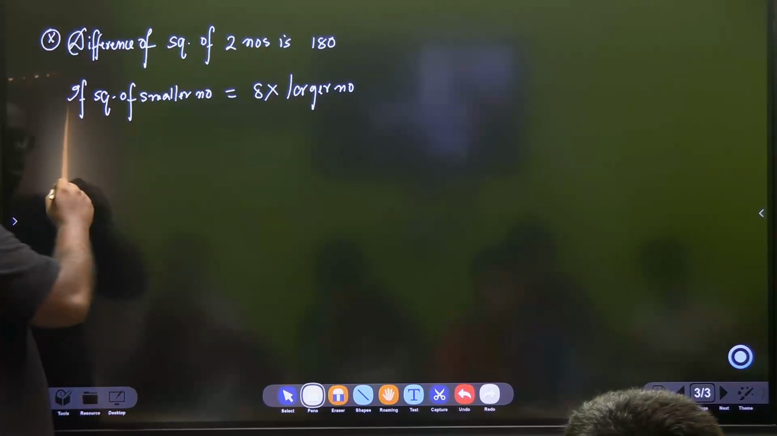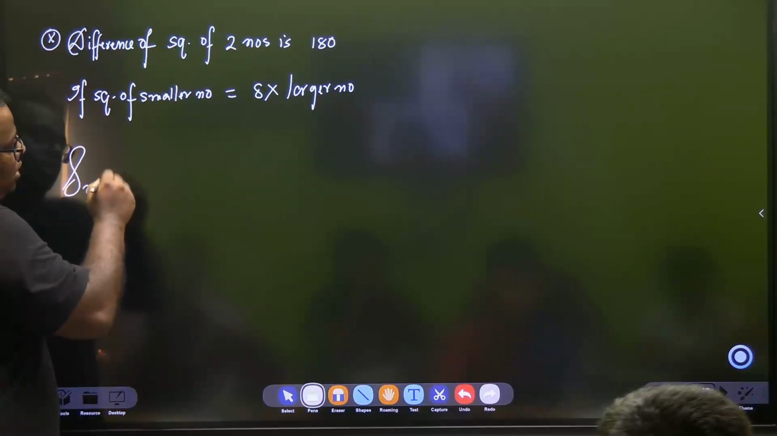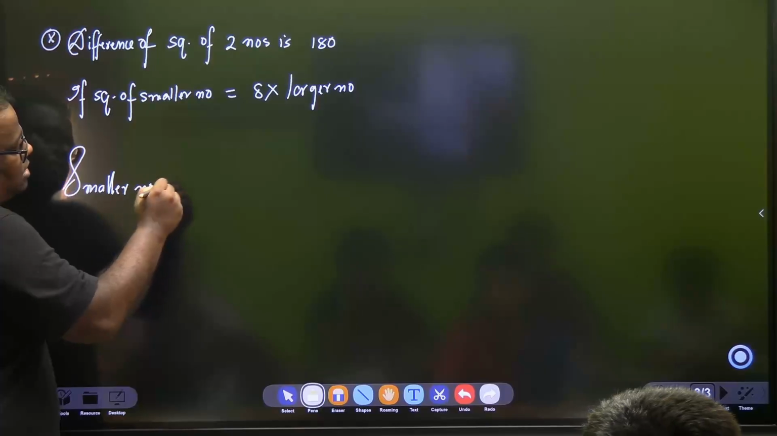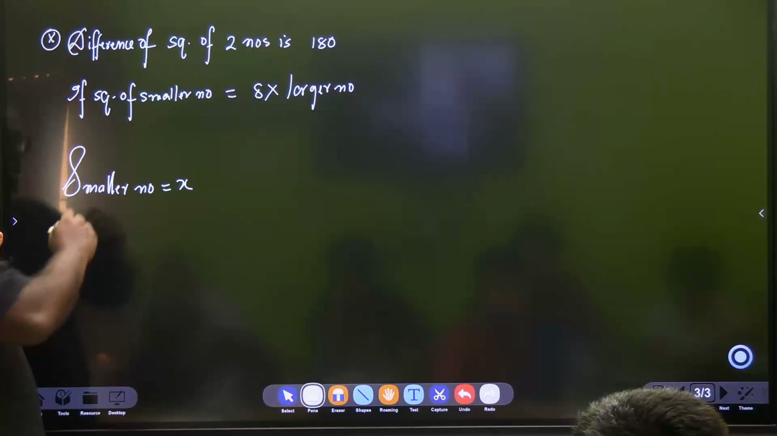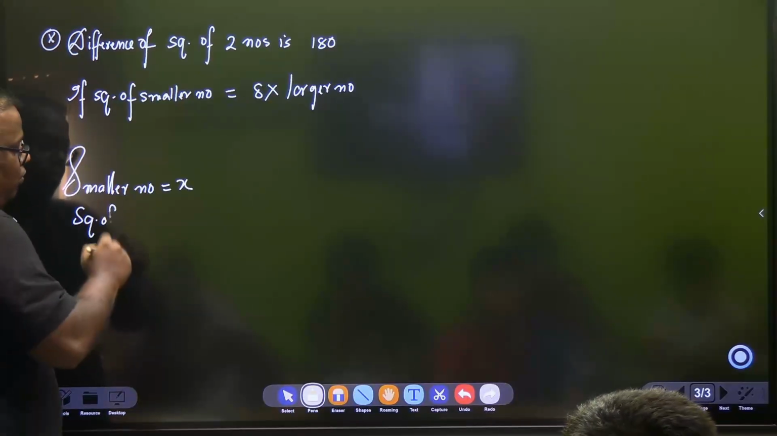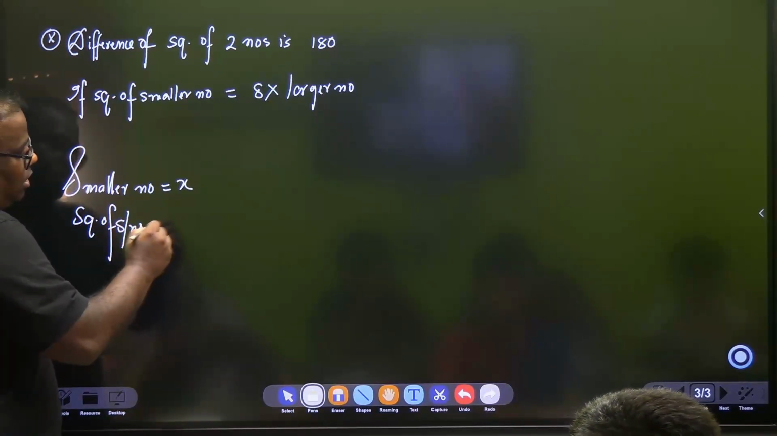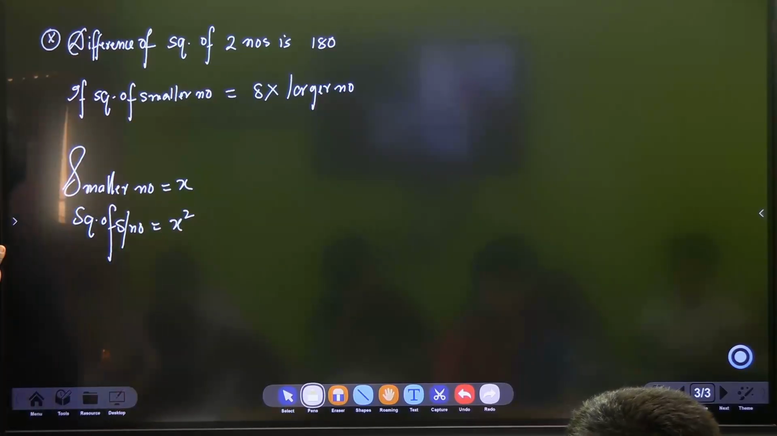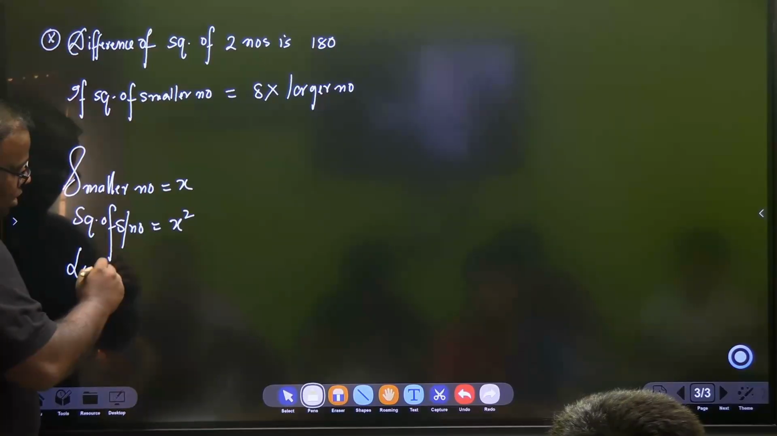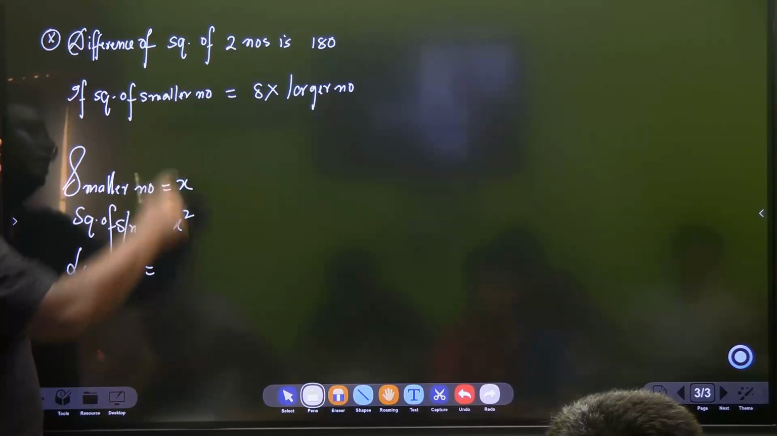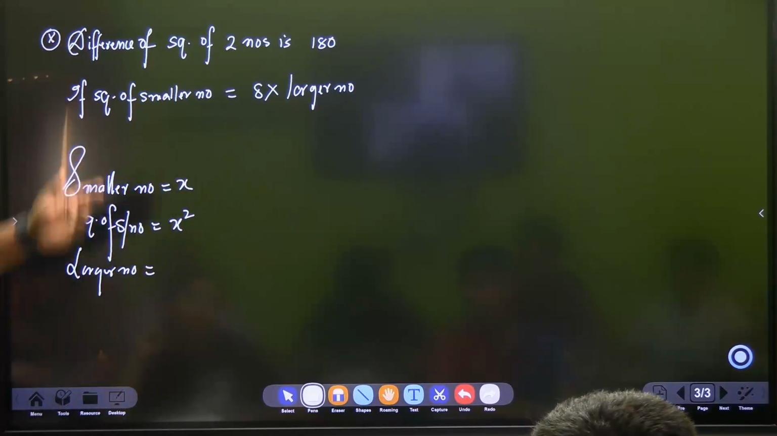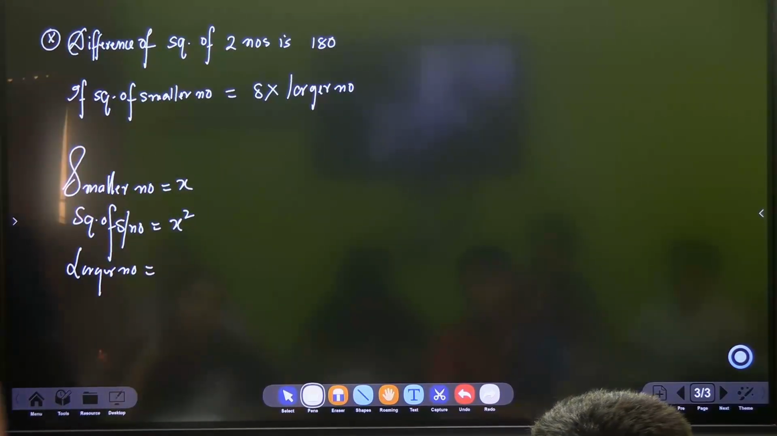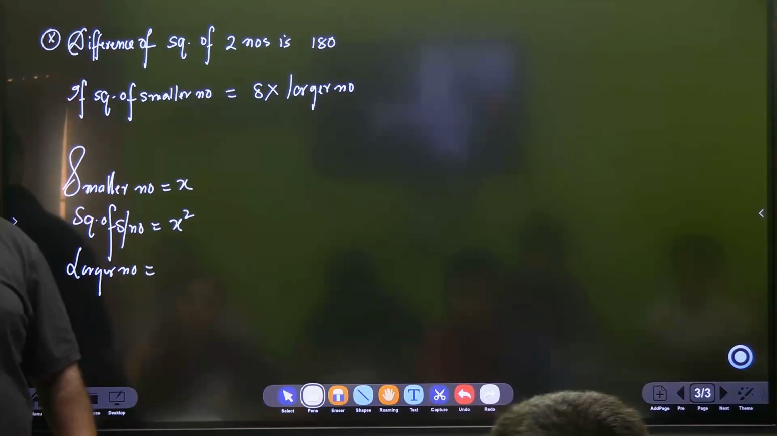Okay, Anvita tells me that she wants to make the smaller number as x. Agreed. Okay, square of smaller number is x square. Very good. Larger number is 8 times. Now read properly: square of this number is 8 times the larger number. So larger number is 1/8 of its square.